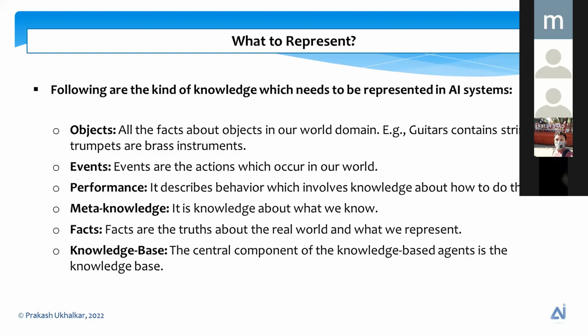So what to represent first? Objects. We are surrounded by many real and non-real objects around us, right? So all the facts about objects in our world domain. For example, guitars contain strings, trumpets are brass instruments, a table is made of wood, right? That is knowledge. So how can we add knowledge about objects into the machines, and how do we represent it? Then events, like some actions which occur in the real world: day, night, right?